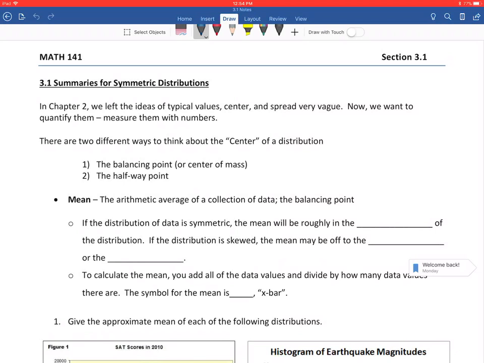There are two different ways to think about the center of a distribution. One way is the balancing point, like the center of mass. The other way is literally the halfway point. The mean is the arithmetic average of a collection of data. This is the balancing point idea of the center. If your distribution is symmetric, your mean will be roughly in the center of your data. However, if it's skewed, it may be off to the right or to the left.